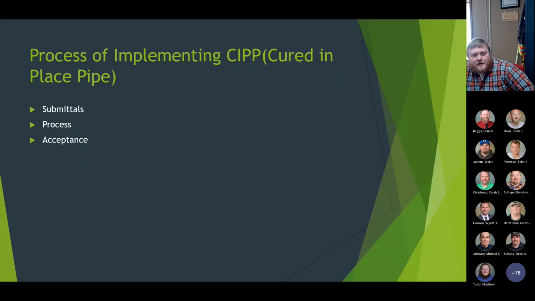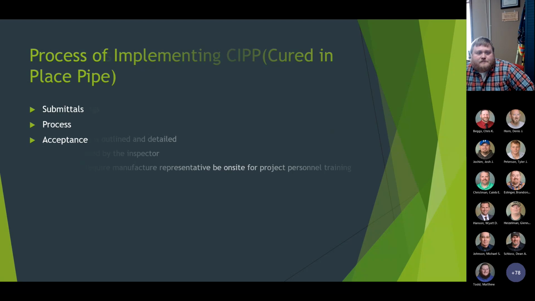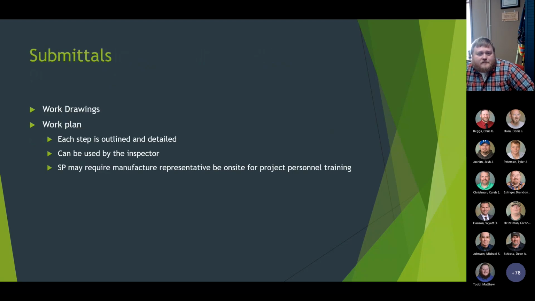So the process of implementing our cured in place pipe, they need to do all the submittals, and then the process itself, and then our final acceptance. So with the submittals, they'll submit work drawings, a work plan, which each step is outlined and detailed on how they're going to do it. It can be used easily by the inspector, whoever is out in the field watching them perform this. And then the special provisions may require manufacturer representatives be on site for project personnel training.